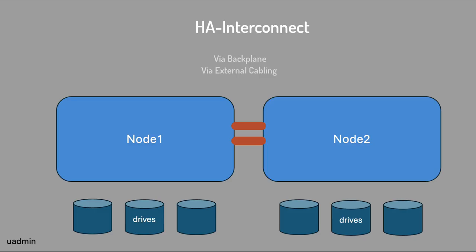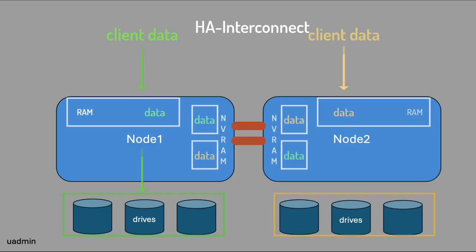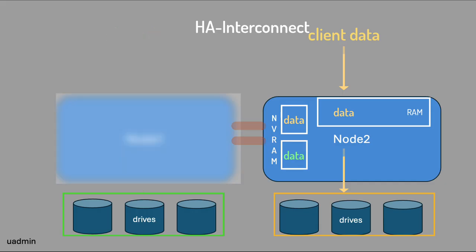This means that the two nodes of a single HA pair do not need to be in the same chassis anymore. This HA interconnect is primarily used to mirror the NVRAM from one node to the other and vice versa. So if a failover has to take place, the partner will have the data in NVRAM. It will copy it to RAM and the data can still be written to the disks. Obviously, part of the failover is that the surviving node takes over the disks of the node that goes offline.